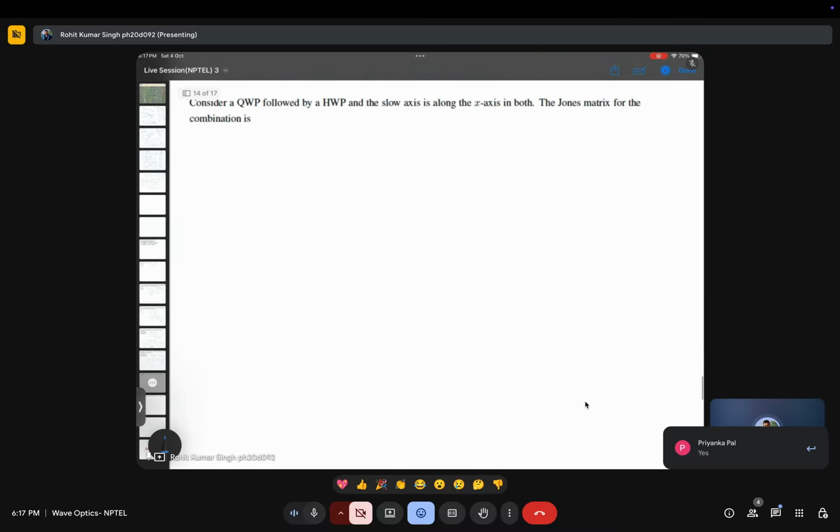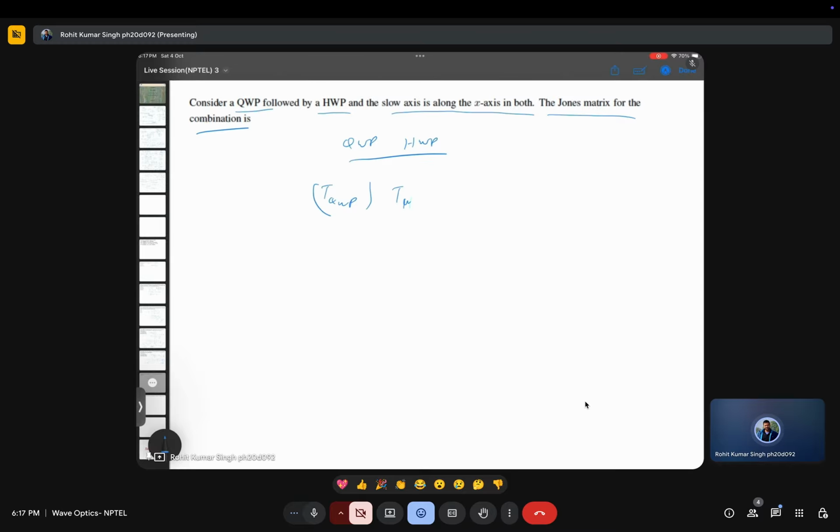Okay, another problem. Consider a quarter wave plate followed by a half wave plate, and the slow axis is along the x-axis. What is the Jones matrix for the combination? Whenever you get this kind of problem, it means there is a quarter wave plate, and then you have a half wave plate, right? So what will this combination become? You have the matrix for the quarter wave plate and the matrix for the half wave plate. Just multiply these two, okay?